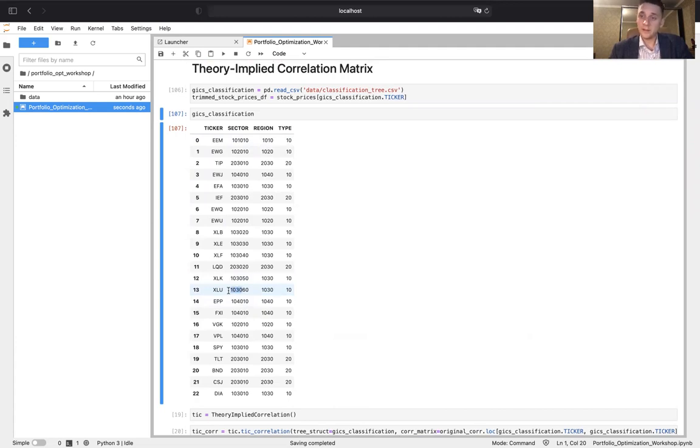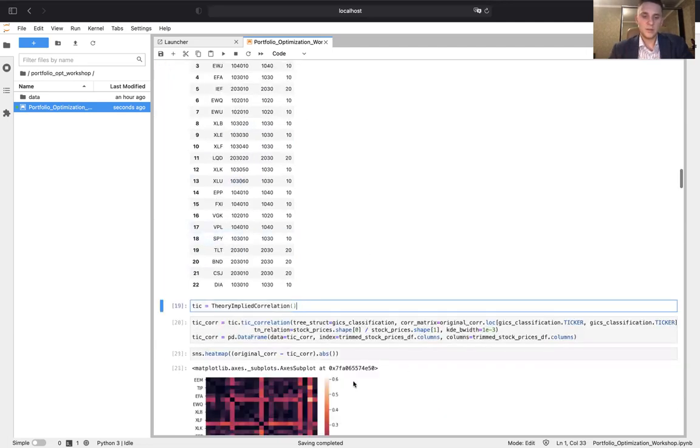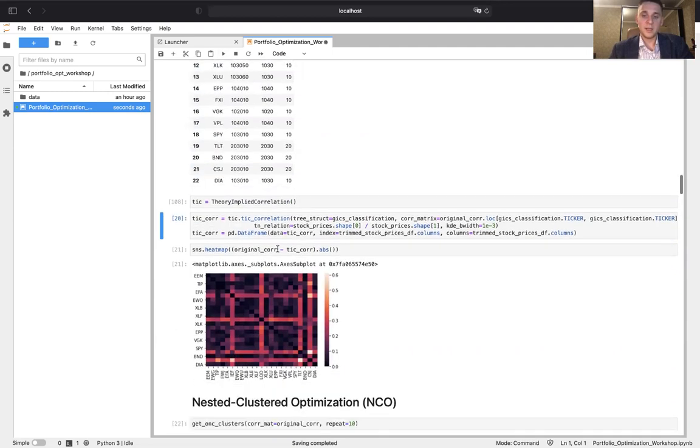So that is the format which is expected by theory implied correlation matrix from a classification tree. So we still use theory implied correlation here and apply a function called tick correlation, which basically uses the original correlation matrix and your tree structure, which is here our GICS classification. It also uses a relation and kernel density bandwidth to denoise our covariance matrix.